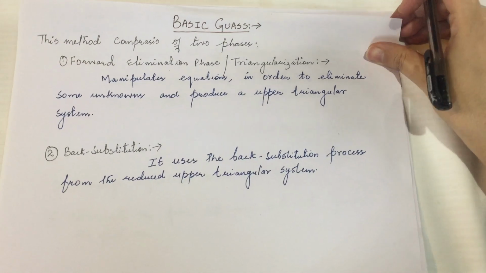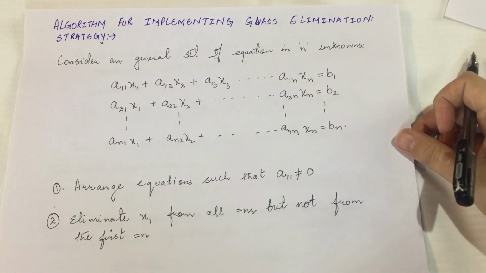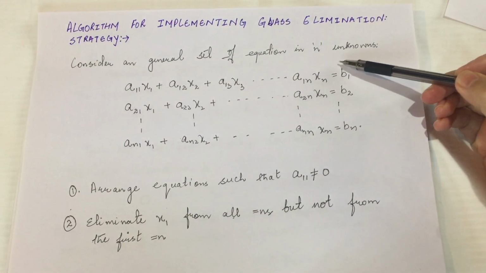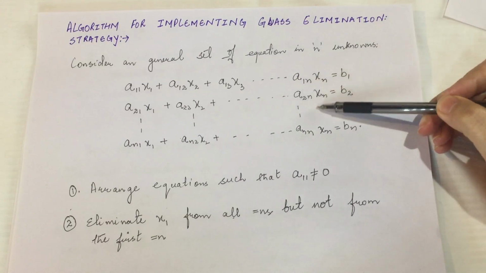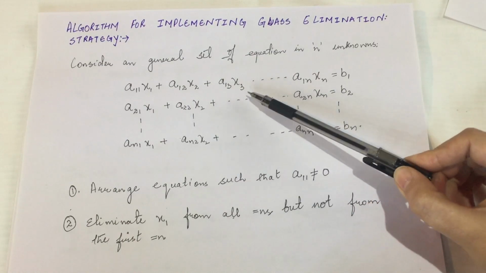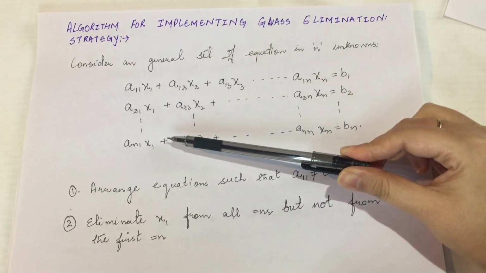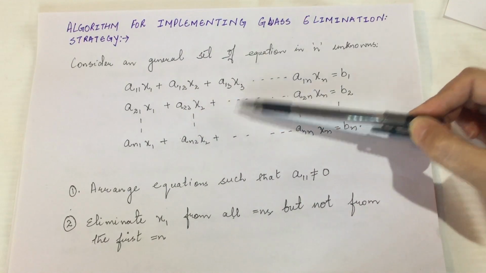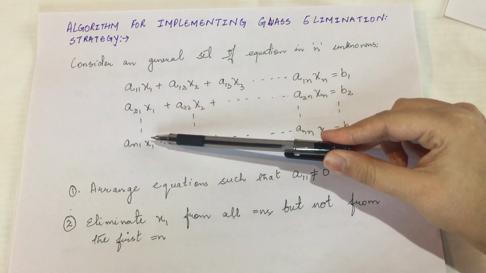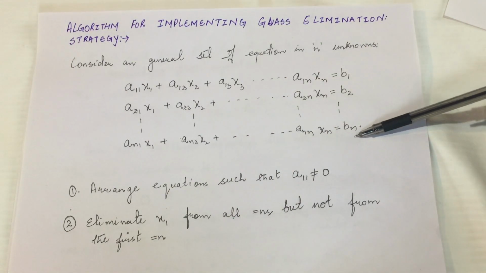So let's take an algorithm and try to understand it. So the algorithm for implementing Gauss elimination strategy is, suppose first of all we consider a general set of equations in n unknowns. So these are our set of equations. Say our equation number 1 is a11 x1 plus a12 x2 plus a13 x3 up to a1n xn is equal to b1. Then we have the second equation as a21 x1 plus a22 x2 plus up to a2n xn, that is equal to b2. So we are taking these equations up to an1 x1 plus an2 x2 plus up to ann xn, that is equal to bn.